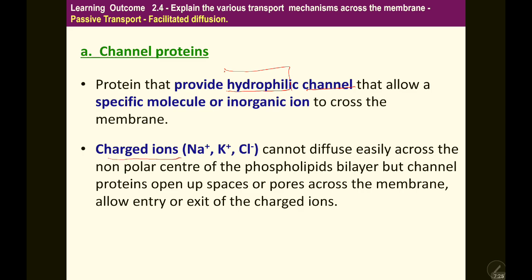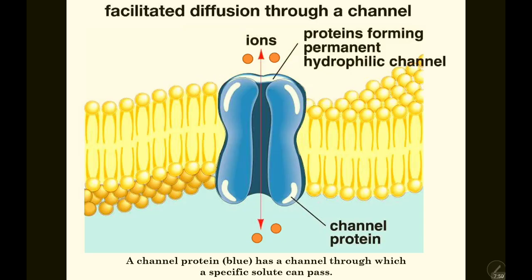Another example is the charged ions, for example sodium, potassium, and chloride ions. They cannot go through the membrane easily, because the non-polar center of the bilayer will repel them. Therefore, our channel protein can provide a channel, a pore or a space for these charged ions to go through the phospholipid bilayer. So ions can go through our channel protein in and out of the membrane, with no need to go through the phospholipid bilayer, which has the hydrophobic region.